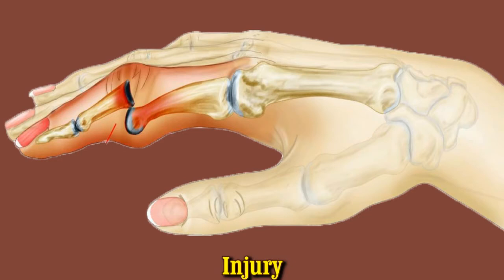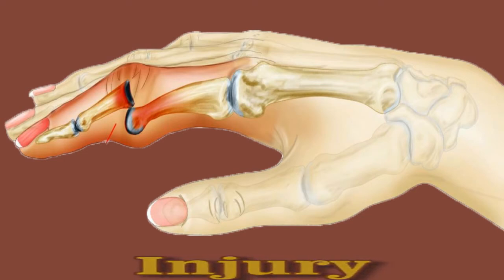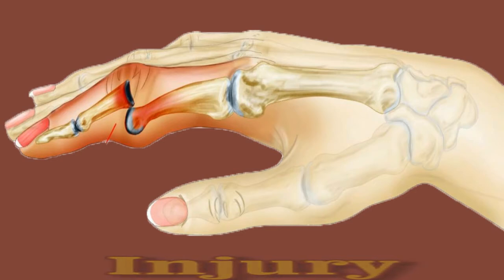Common causes of finger injuries include a sprain, which refers to a stretched or torn ligament. A strain, when a muscle or tendon becomes stretched or torn. A dislocated finger joint, when a finger bone is forced out of its joint. A fractured or broken bone, when a finger bone breaks.